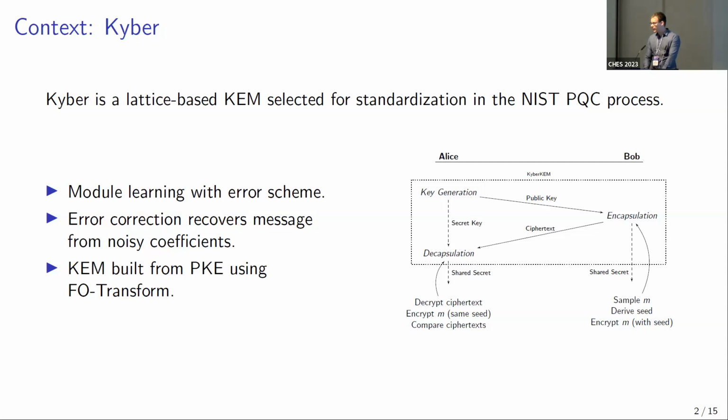Kyber as an MLWE scheme requires an error correction that recovers the message from noisy polynomial coefficients. This happens during the decryption. So Kyber is built using an FO transform. This means we have a decapsulation, and this decapsulation not only decrypts the message, but also re-encrypts it to compare the resulting ciphertext to the submitted ciphertext. And during this decryption, there's an error correction, and previously several attacks have targeted this error correction.